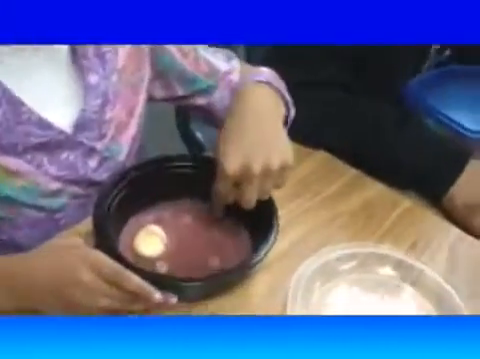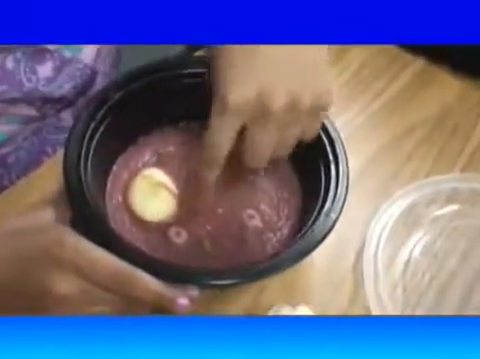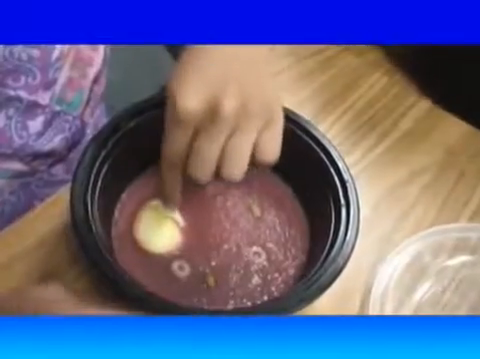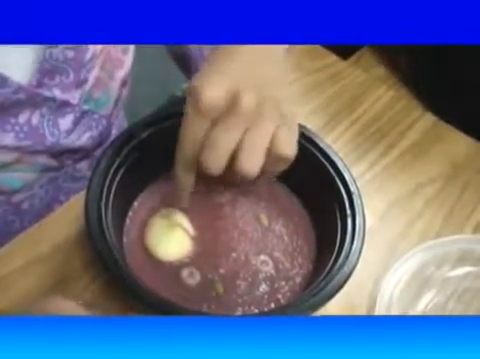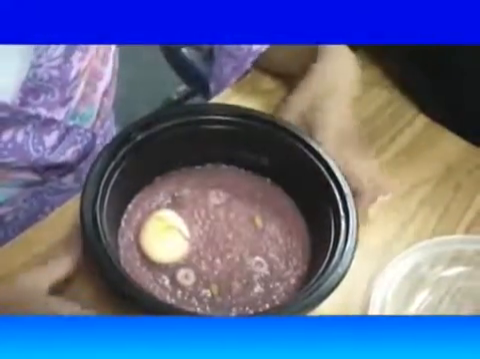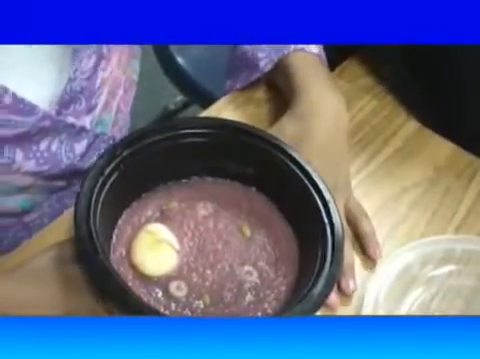Animal cell. The raw pumpkin seeds represent the vacuoles, and the 3 Cheerios represent the mitochondria. The piece of apple represents the nucleus, and the applesauce represents the cell membrane.